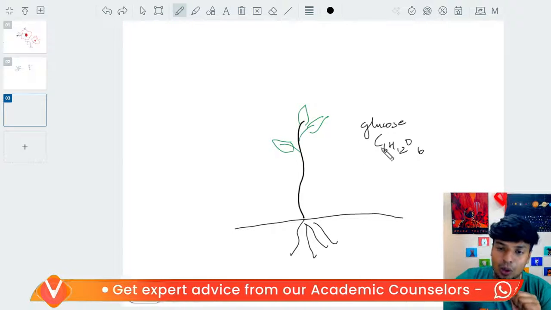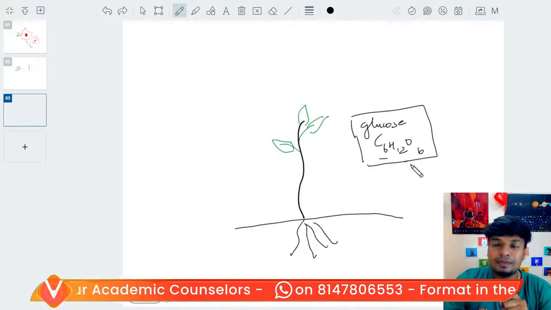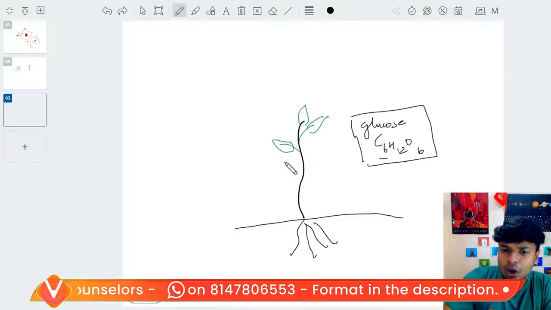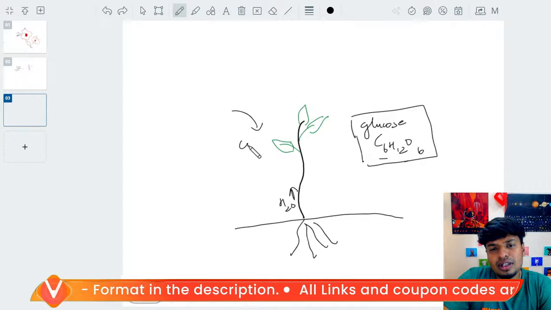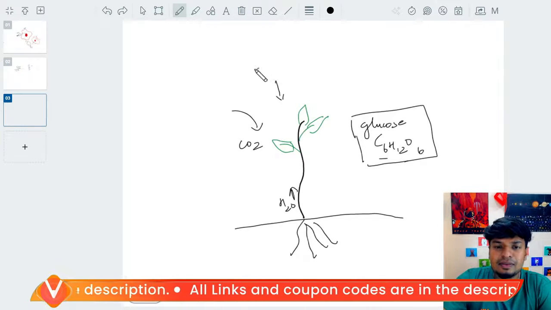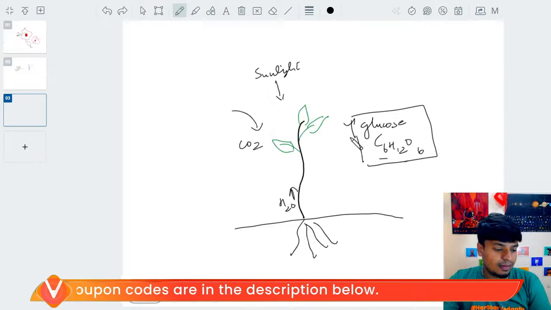Cool. Now, the problem is, where do they get these atoms from? From water, they take H2O, they take carbon dioxide, they take sunlight. So they are able to make glucose.